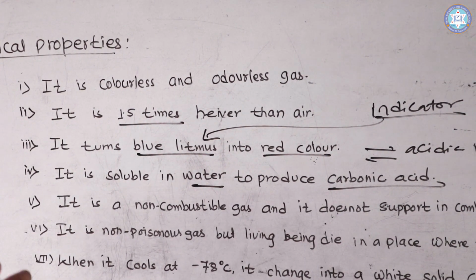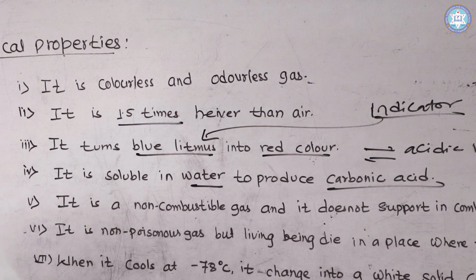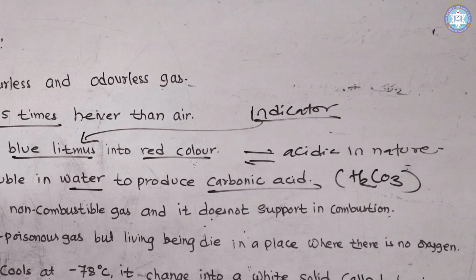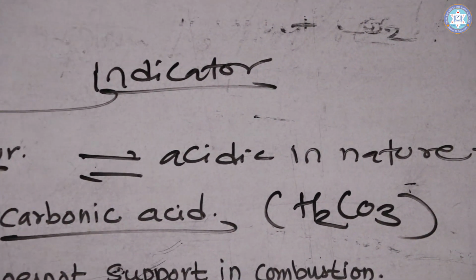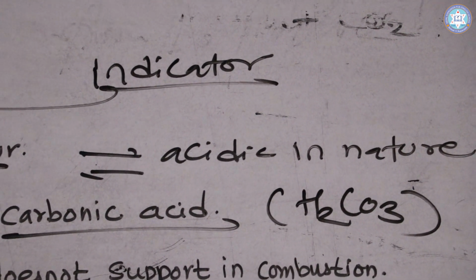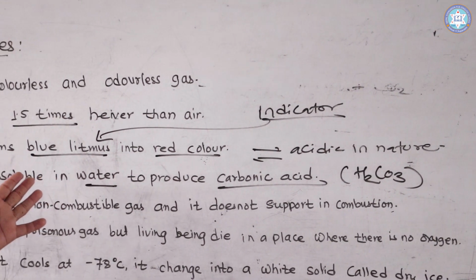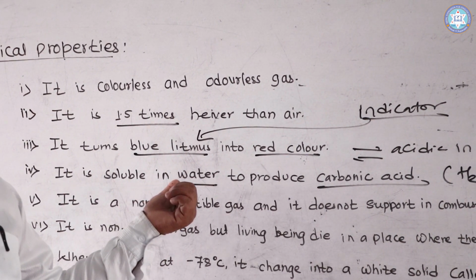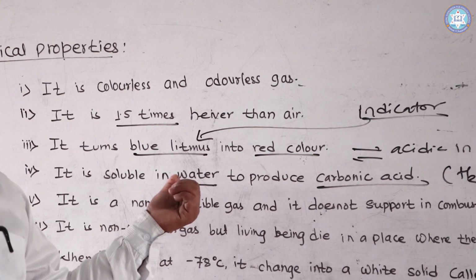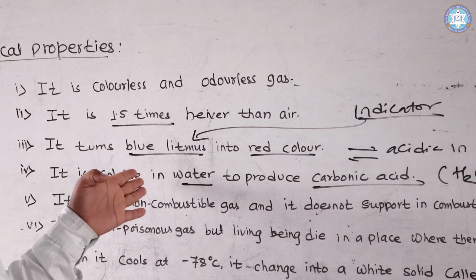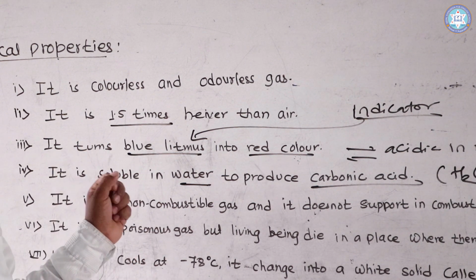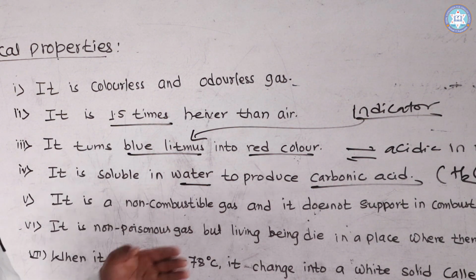Okay, it is soluble in water and forms carbonic acid. So it has a sour taste. एसिडको टेस्ट सार हुन्छ है, क्लास 8 मै पढिसकेको नि हामीले हैन। Acid has a sour taste. So it also has a sour taste when it is dissolved in water.